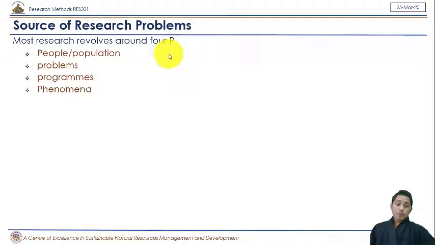There are many sources of research problems, and you can get research topics from many different sources. But by looking at the literature and at different sources, I found that there are 4 different sources of research problems. They are people or population, problems, programs, and phenomenon.